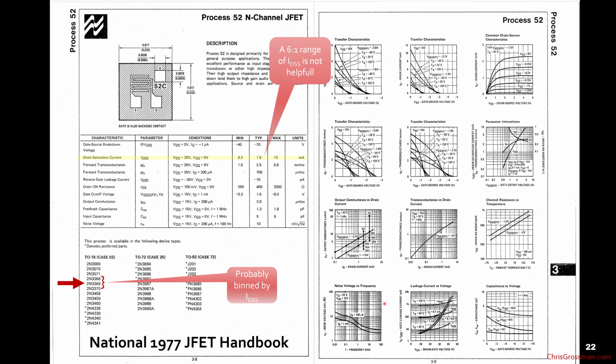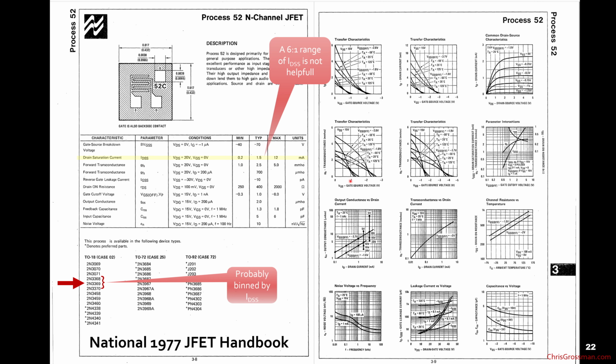So then I looked some more, and National made the same 2N number. National has it by die and process, so this die is used for all these different part numbers. But if you look at the IDSS that they specify, they've got a 6-to-1 range. That's not really too helpful. I want one that's about half of the 1.6 milliamps we measured, or maybe around 800 microamps would be ideal.